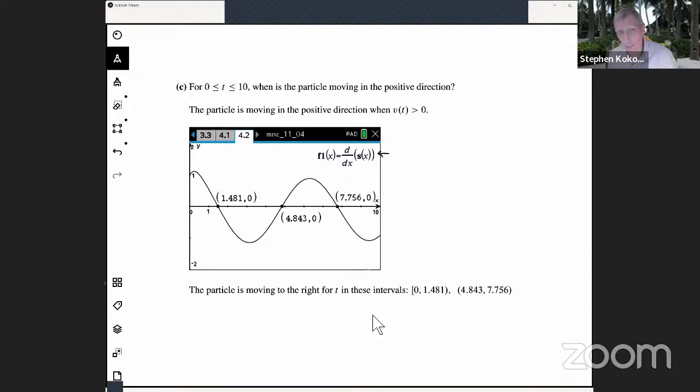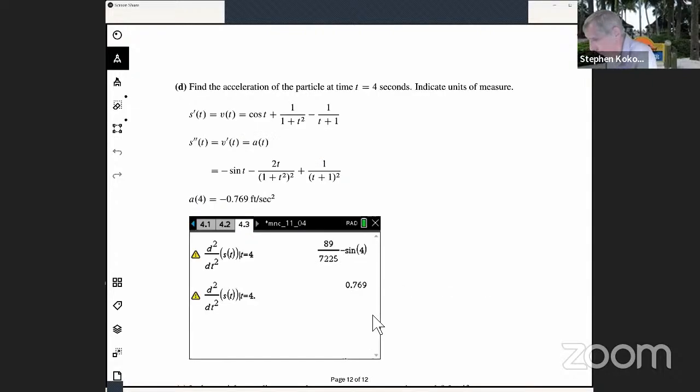and I can see on this screen where the velocity is greater than 0. So to answer this question, looking at my zeros that I found, the velocity is positive over here, and it's positive over there. Those are the intervals on which the particle is moving in the positive direction. That's a neat problem, a little bit different way of solving that one.